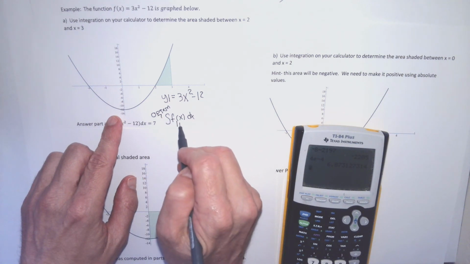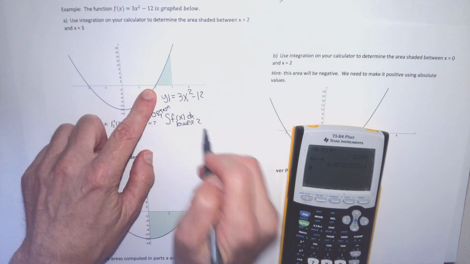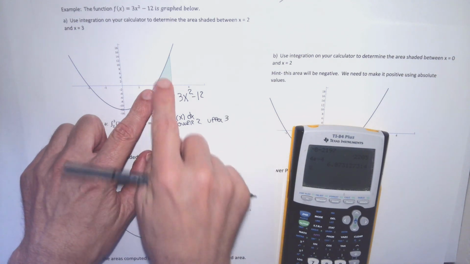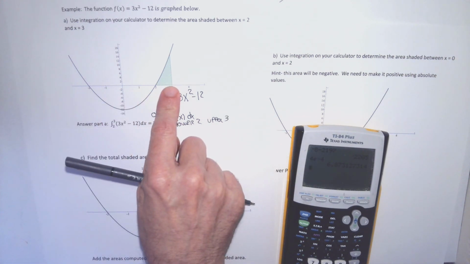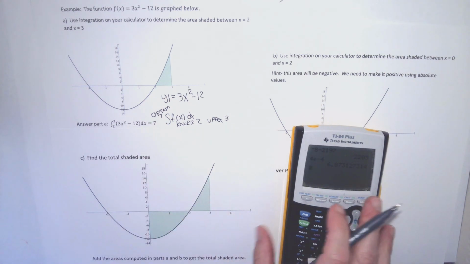For the lower limit, because it asks backwards on my calculator, I'm going to enter 2. And for the upper limit, I'm going to enter 3. My calculator is going to produce this picture for me, and it's going to tell me what that area is. Apparently it comes out exact, which kind of surprises me. But let me do that right now.